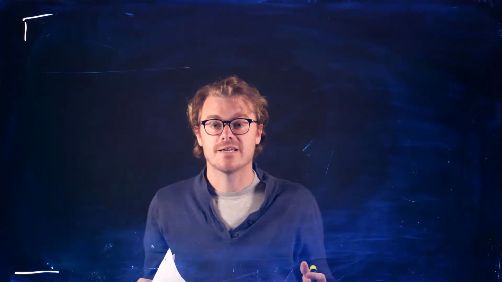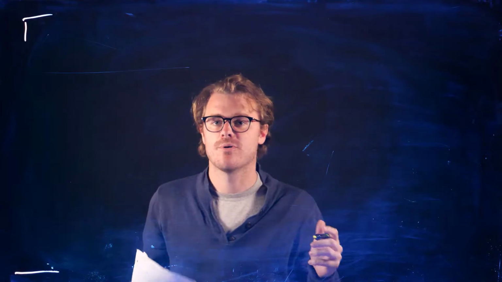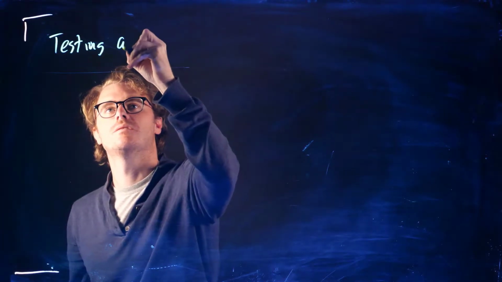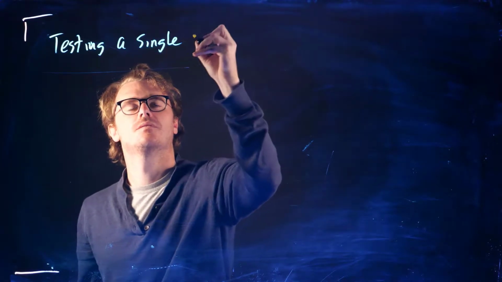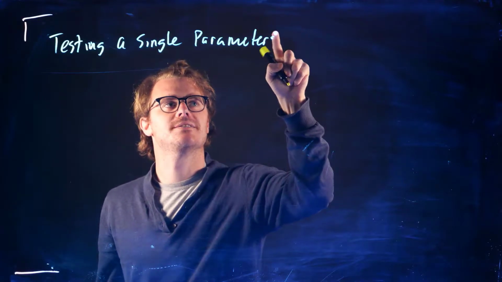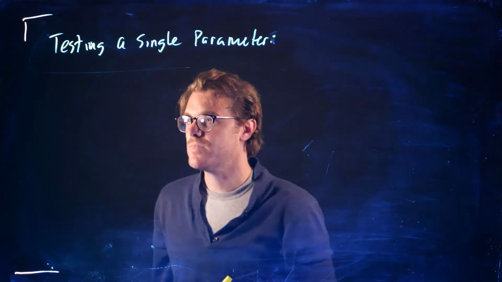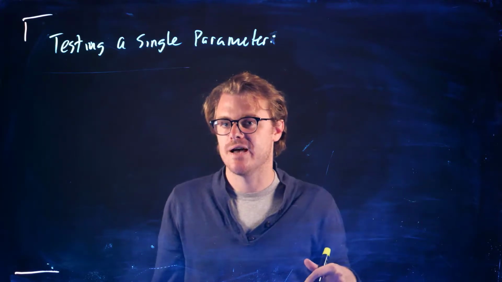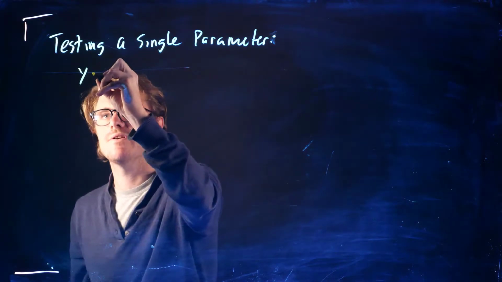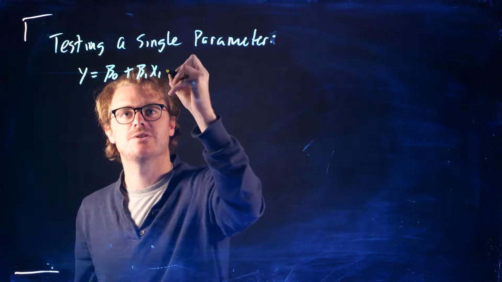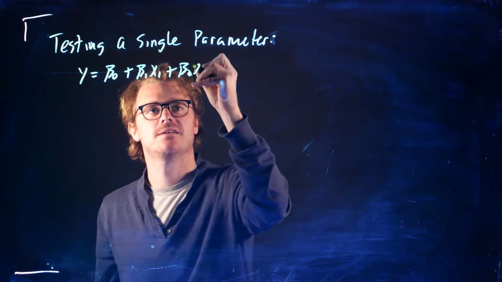So let's start off by talking about how you test a single parameter. All right, so we learned about the steps, we reviewed the steps to hypothesis testing. So let's say we have a regression. We'll go over the theory first and the steps, and then we'll do an example so we can see it in action.